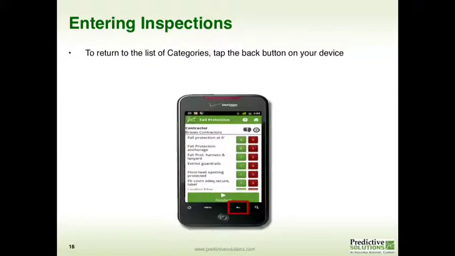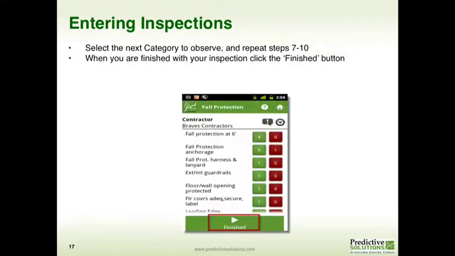Once you are done adding observations for the main category you have selected, you can click on the Back button, which will take you back to the list of main categories. You can either select another category that you would like to do observations on, or you can click Finished.